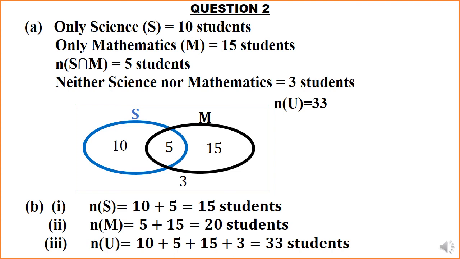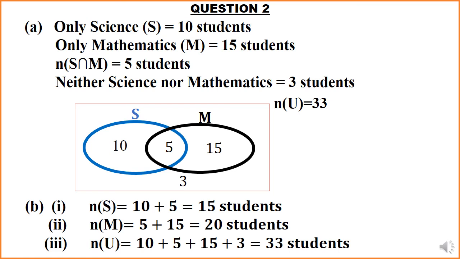Now, n(U), which is the total number of students, is also equal to everything that we can see in the rectangle. So we add 10 plus 5 plus 15 and plus 3. This is also equal to 33 students.